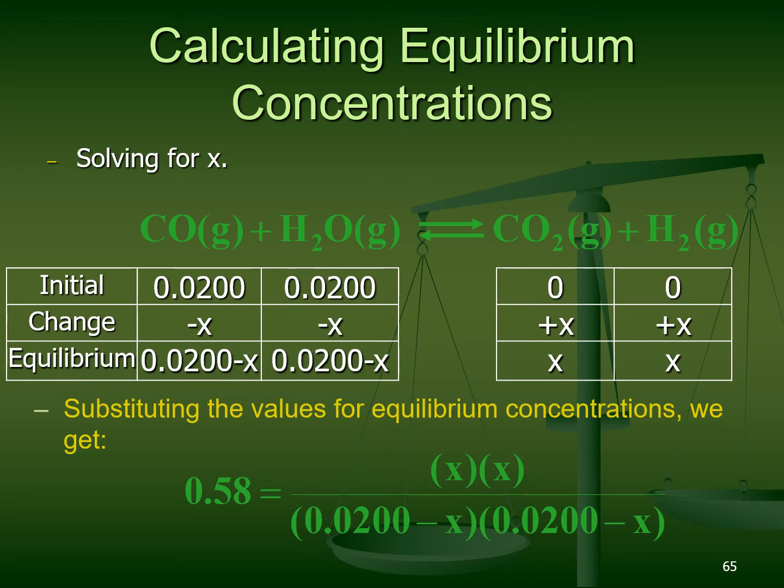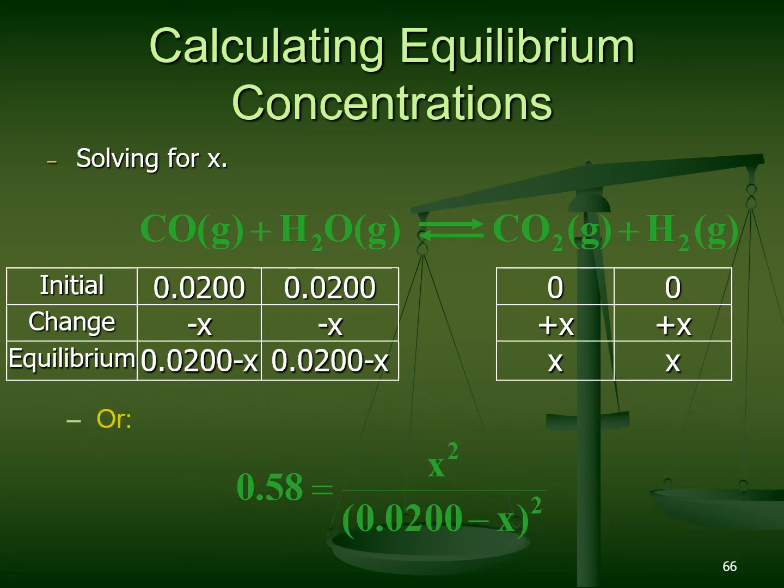So here's our expression, 0.58 equals x squared over 0.02 minus x quantity squared. So now we can solve, we have an equation with one unknown. Rather than 4 different unknowns, we have one unknown x. So we can solve this equation. We can solve that quadratically, but we can also see that this is a perfect square on the right.